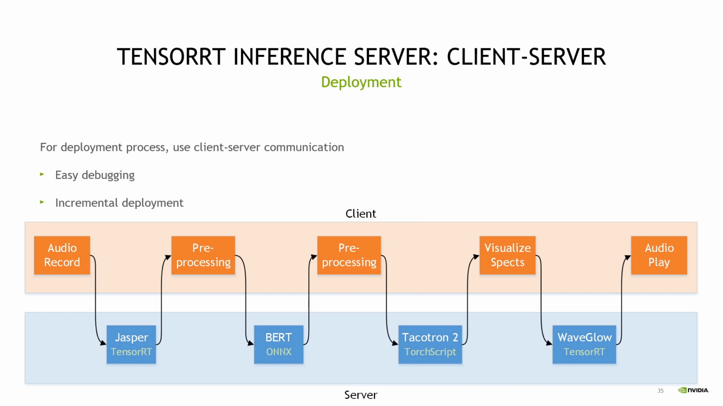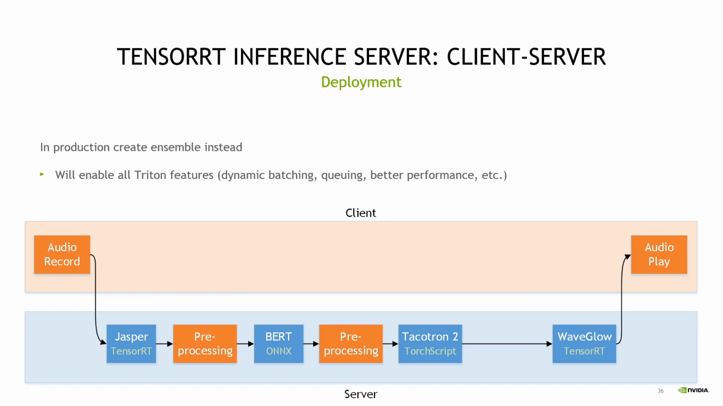In the production environment, we would like to move the preprocessing to the server side. One reason for that is that we want to minimize the communication between client and server, and also we would like to take advantage of all the features that are provided by Triton, such as dynamic batching, queuing, and in general better performance.